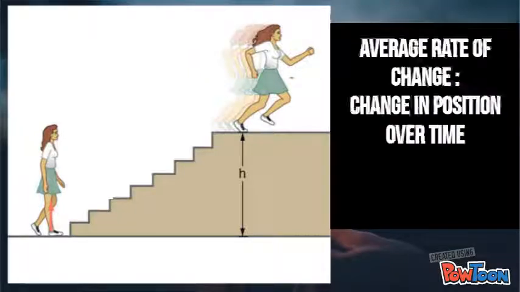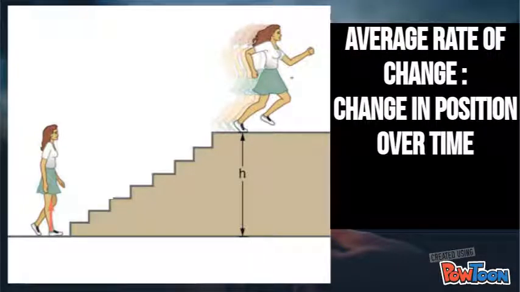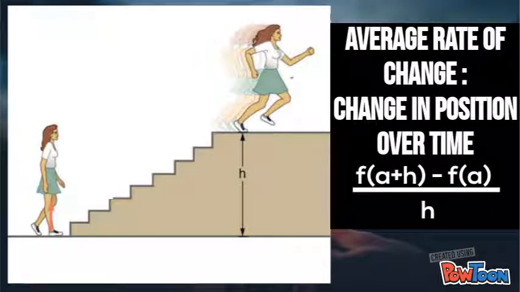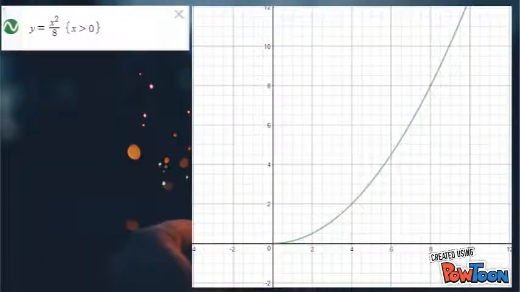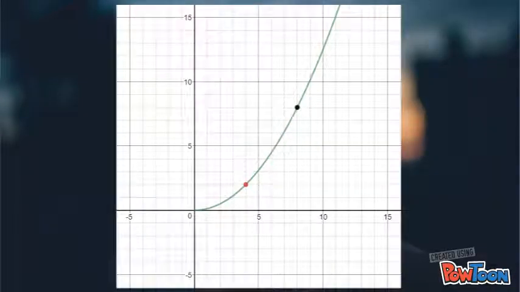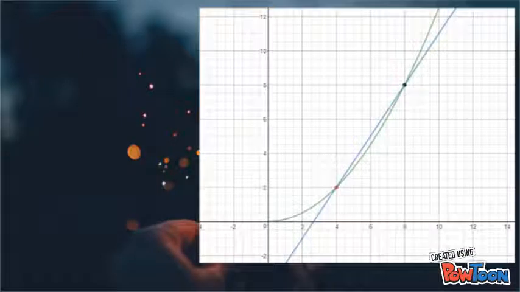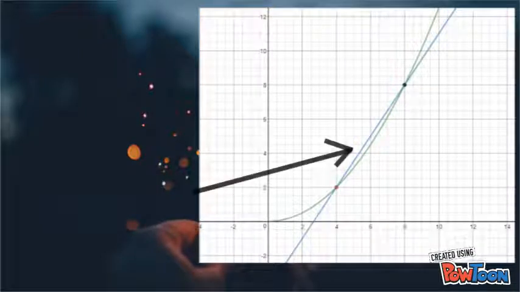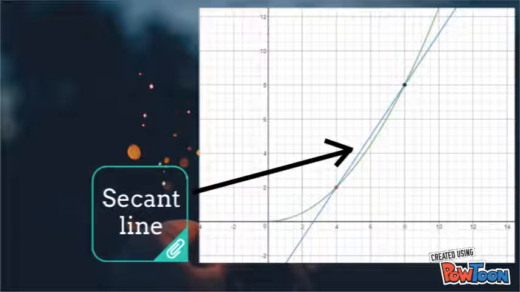Average rate of change is the change in position over time, and the formula used is f(a plus h) minus f(a), divided by h. The average rate of change requires 2 points, and for the graph, we need to draw a straight line that cuts through 2 points. The line is known as the secant line, and we can use the formula to find the slope of the secant line.